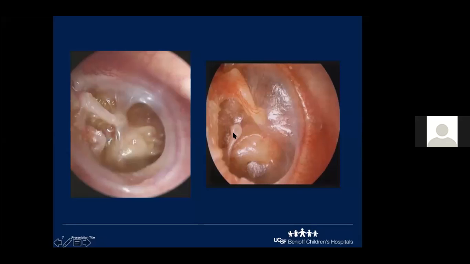The need to observe and follow these patients is really paramount, because you can end up with cholesteatoma tracking into the sinus tympani, especially when you see the incus eroded. It gives a sort of window for skin to track posteriorly into places that are potentially quite problematic.